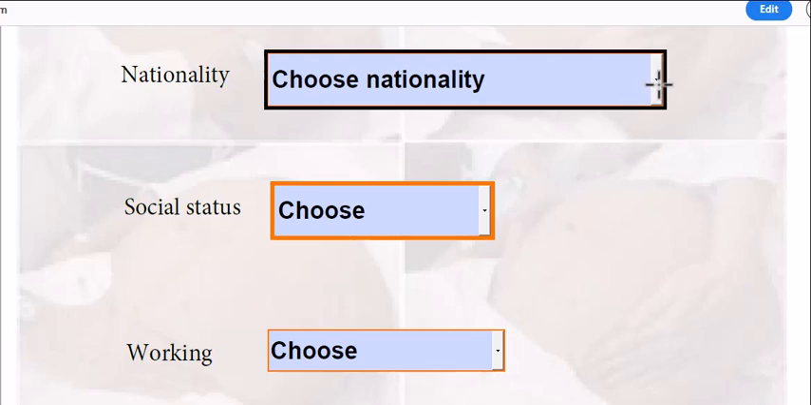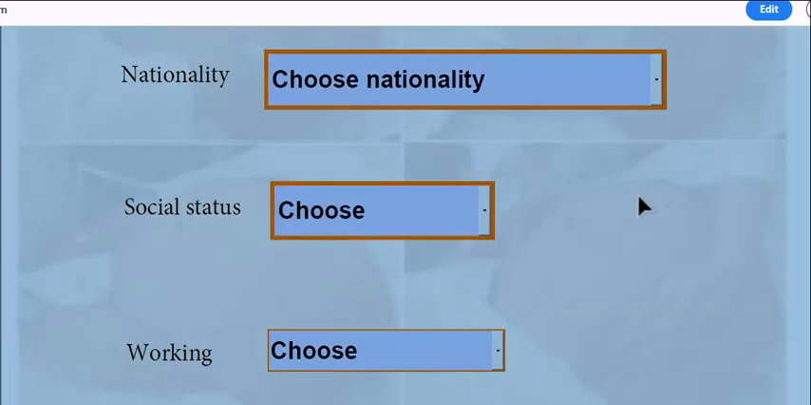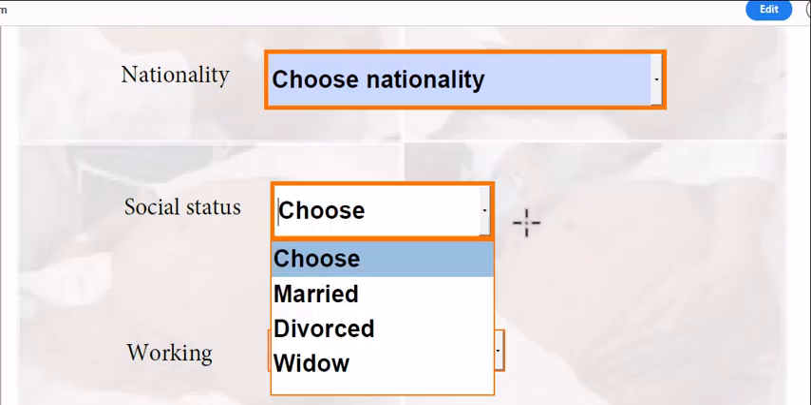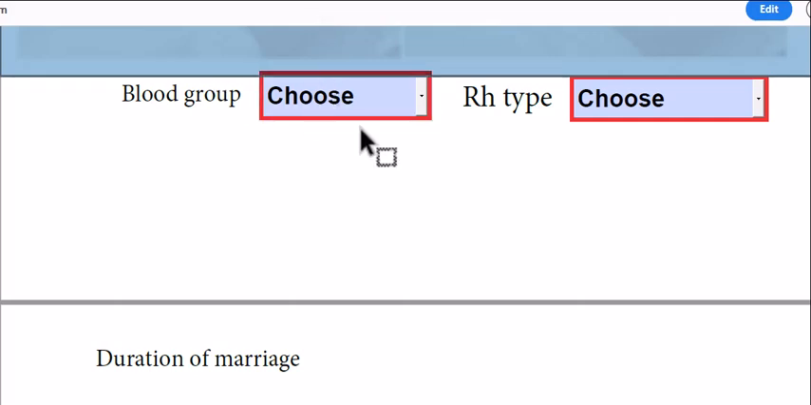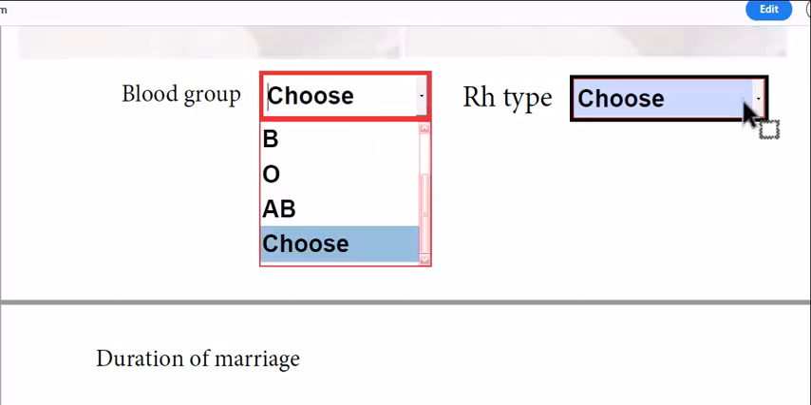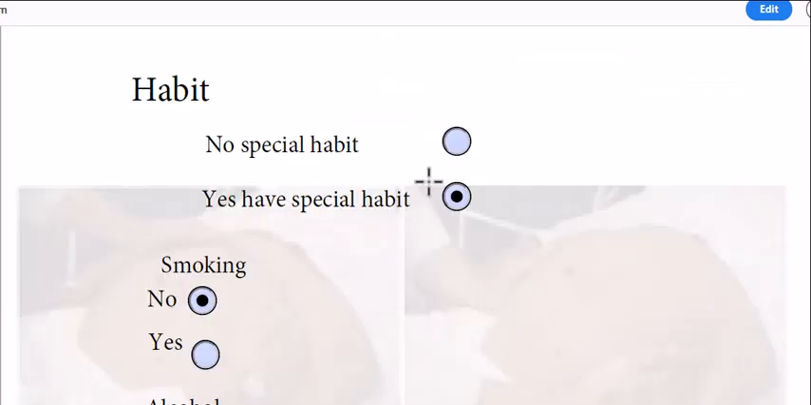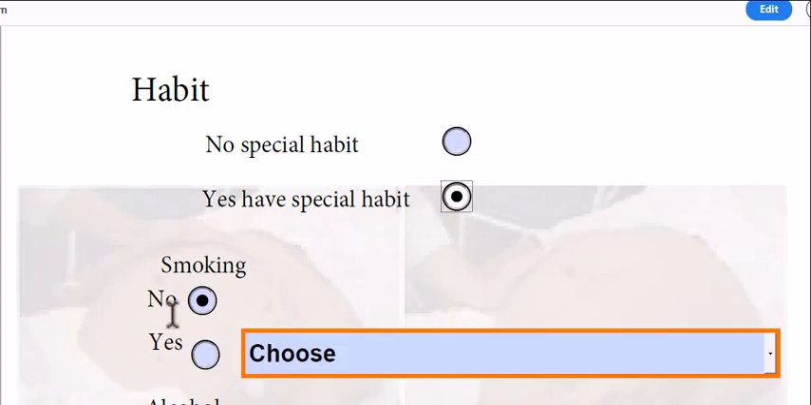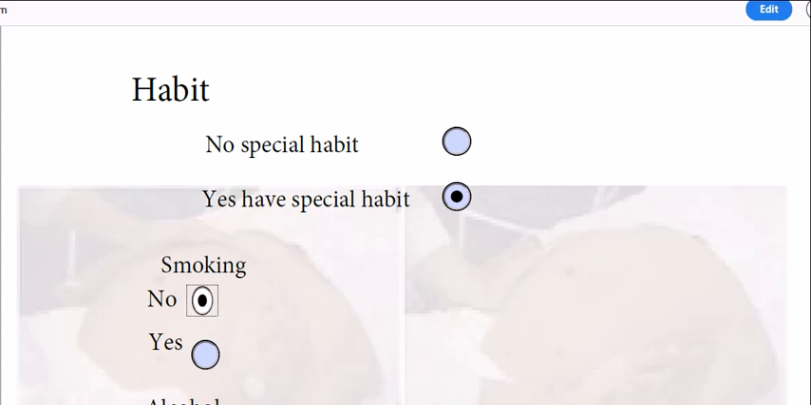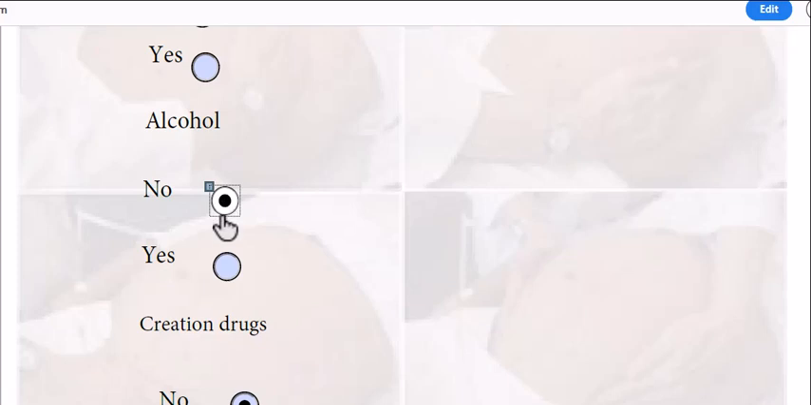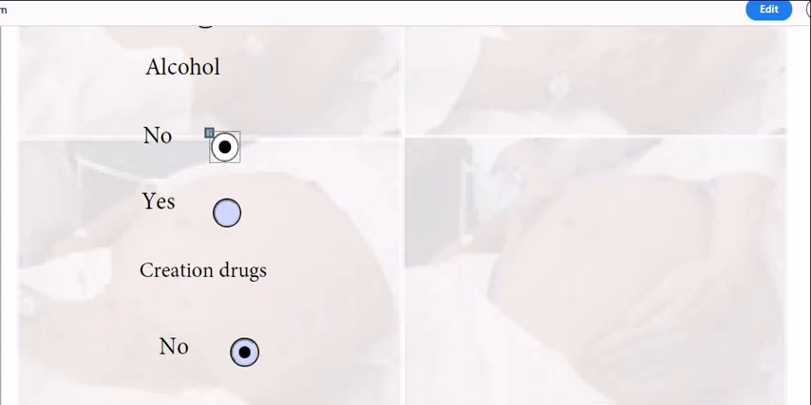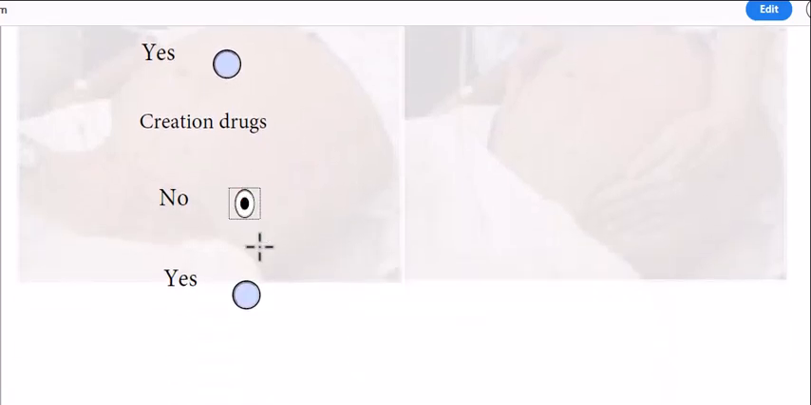Also we are going to record the nationality and the social status of the patient, what the work of the patient is, what the blood group of the patient is, and what the RH type is. We are going to choose the habits of the patient. So she has no special habits, or she has special habits, she is smoking or not smoking, she is using alcohol or not using alcohol, or she is using recreational drugs or not.